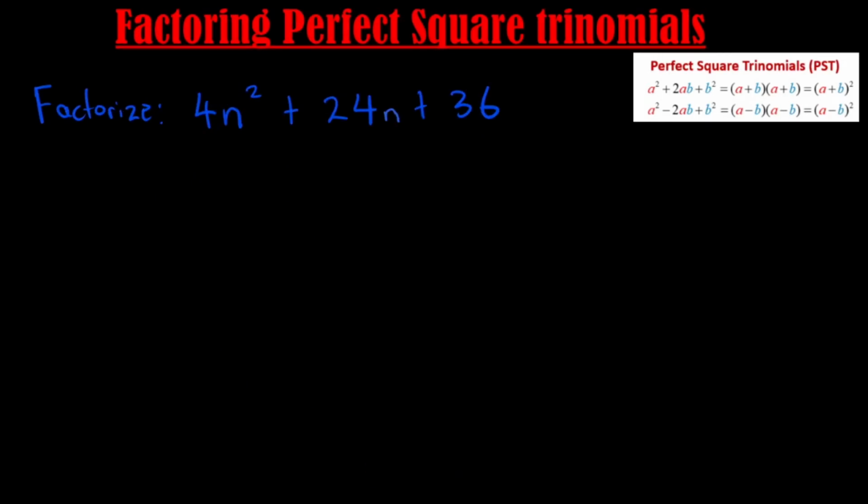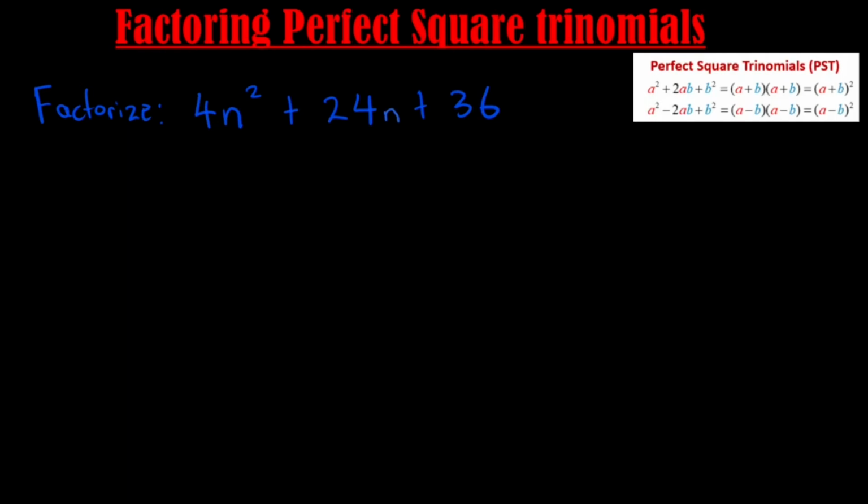All right, here's the next problem. We're going to see if this fits the criteria of a perfect square, to avoid the long working out. We check if the first term is a perfect square, if the last term is a perfect square, and if the middle term is twice the product of a and b, the first and the last terms.